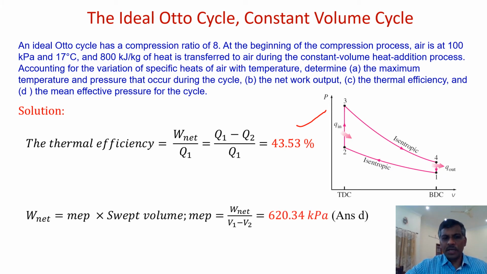And you know the formula for mean effective pressure. Work net equal to mean effective pressure into swept volume. So mean effective pressure equal to work net by V1 minus V2. That is why we have calculated the value of V1 and V2. So simply you get it in kilopascal or kilonewton per meter square, because 1 pascal is 1 newton per meter square. So you can either say it is a kilopascal or a kilonewton per meter square. This is a typical example for an Otto cycle. You can go through a lot of exercise problems in the textbooks also, but this is one simple problem. Okay.